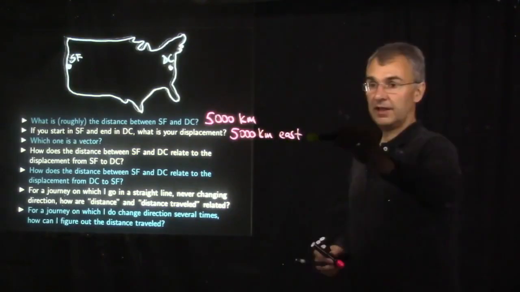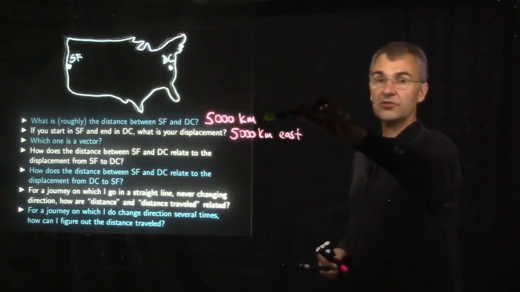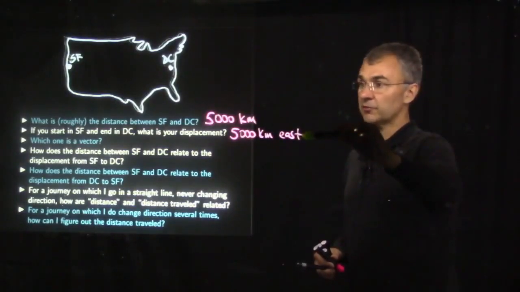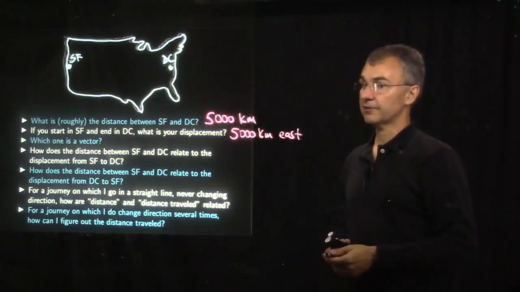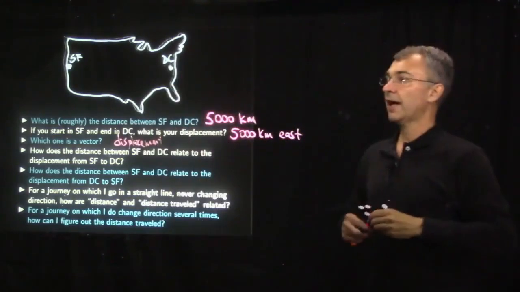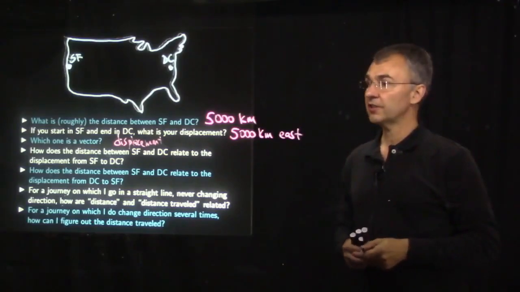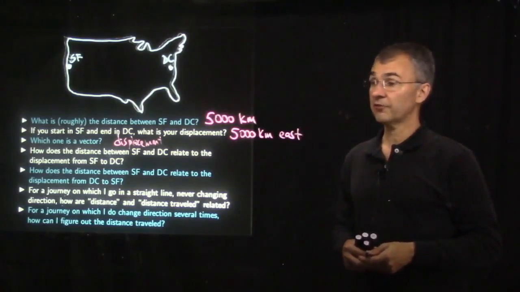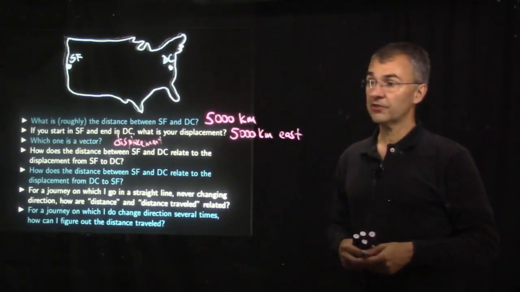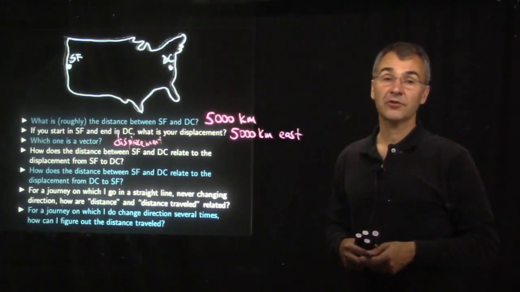The displacement has a magnitude and a direction. The distance has only a magnitude. This is a vector. Displacement is a vector. Distance is not a vector. Okay, so which one is a vector? Displacement. How does the distance between San Francisco and DC relate to the displacement from San Francisco to DC? Well, the distance is basically the magnitude of the displacement.